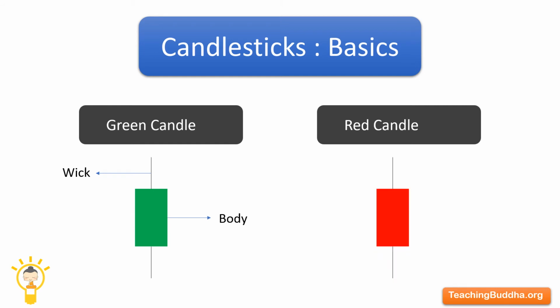And this is how a red candle looks like. For a green candle, the body looks green. For a red candle, obviously the body looks red. This is the body, and above the body and below the body there are lines. Those lines are called wicks or shadows. A green candle can also be called a white candle. A red candle can also be called a black candle. In some charts you can see white and black. In some charts you can see green and red.